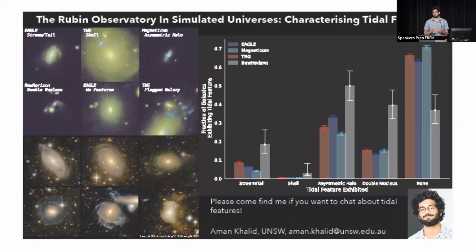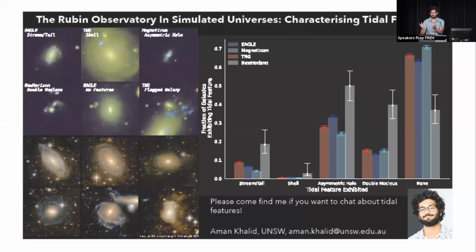And so what I'm trying to do is shove this beautiful Rubin Observatory into some of our best cosmological simulations and look at what we're seeing with respect to their tidal features. And so here are some preliminary results of my visual classification. What we're seeing is some of our bigger simulations, Eagle and TNG, are agreeing really well. There are some differences with New Horizon and Magneticum.